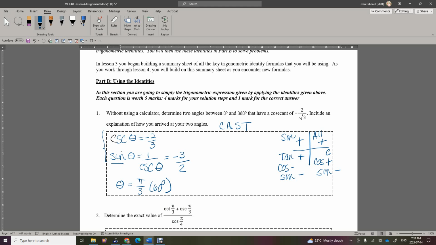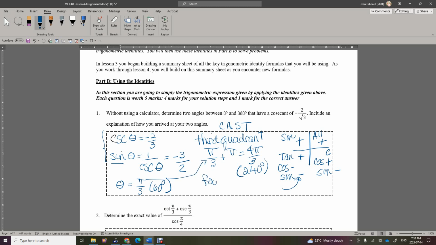Now, from there, we know we have to focus on the third quadrant, which is this quadrant here. So we have pi over 3 plus pi, and that's going to give us 4 pi over 3, which is equivalent to 240 degrees. Now we got the pi over 3, don't forget, from here.